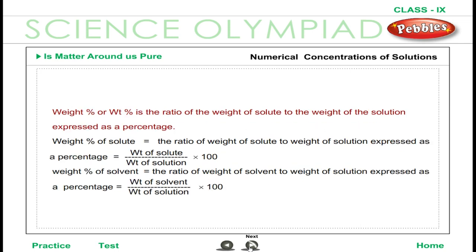Weight percentage is the ratio of the weight of solute to the weight of the solution expressed as a percentage. Weight percentage of solute equals the ratio of weight of solute to weight of solution expressed as a percentage, equals weight of solute by weight of solution into 100. Weight percentage of solvent equals the ratio of weight of solvent to weight of solution expressed as a percentage, equals weight of solvent by weight of solution into 100.